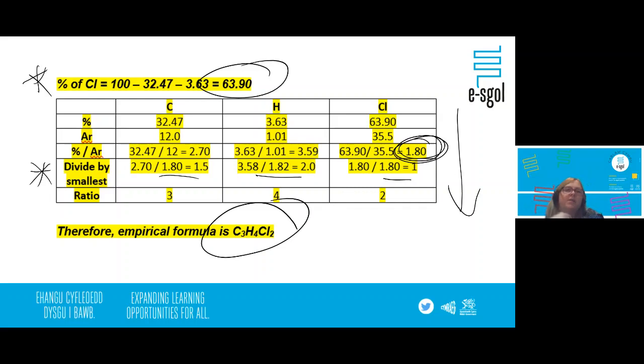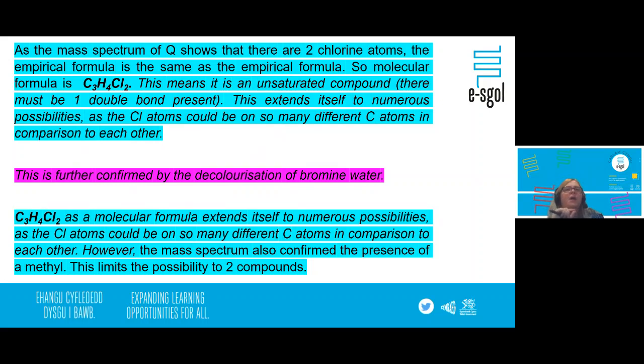The next piece of evidence was that it said in the mass spectra that it contained 2 chlorines. Because I'd worked out the empirical formula was C3H4Cl2, that also tells you that it's the molecular formula as well. If the mass spec proves that it's only got 2 chlorines, there is no possibility of scaling that up to, let's say, C6H8Cl4. It's told you in the mass spectra there are only two.